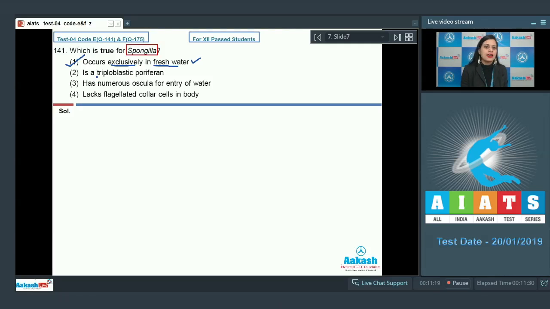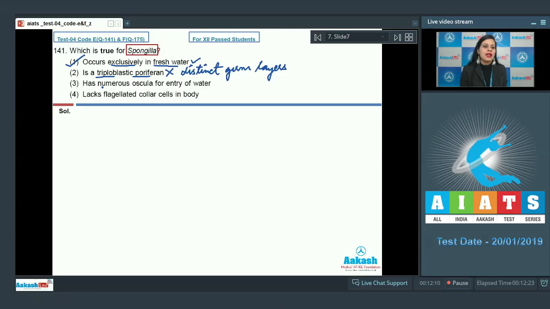The next option given is it is a triploblastic poriferan, and as it is an incorrect statement, this cannot be an answer to our question because Spongilla lacks distinct germ layers. So they are neither diploblastic nor triploblastic. They have a cellular level of grade of organization.